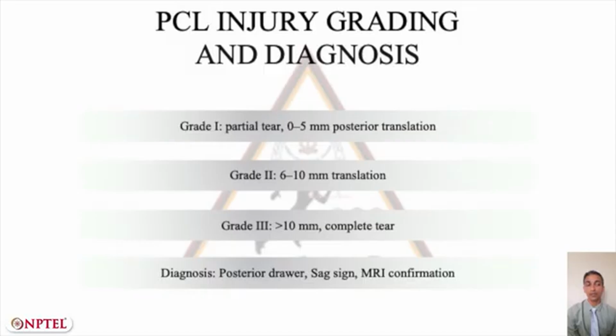Clinical tests like the posterior drawer and the sag sign are fairly accurate and reliable to diagnose PCL injury. MRI can be used to assess the clinical decision and it rules out other associated injuries along with the PCL.